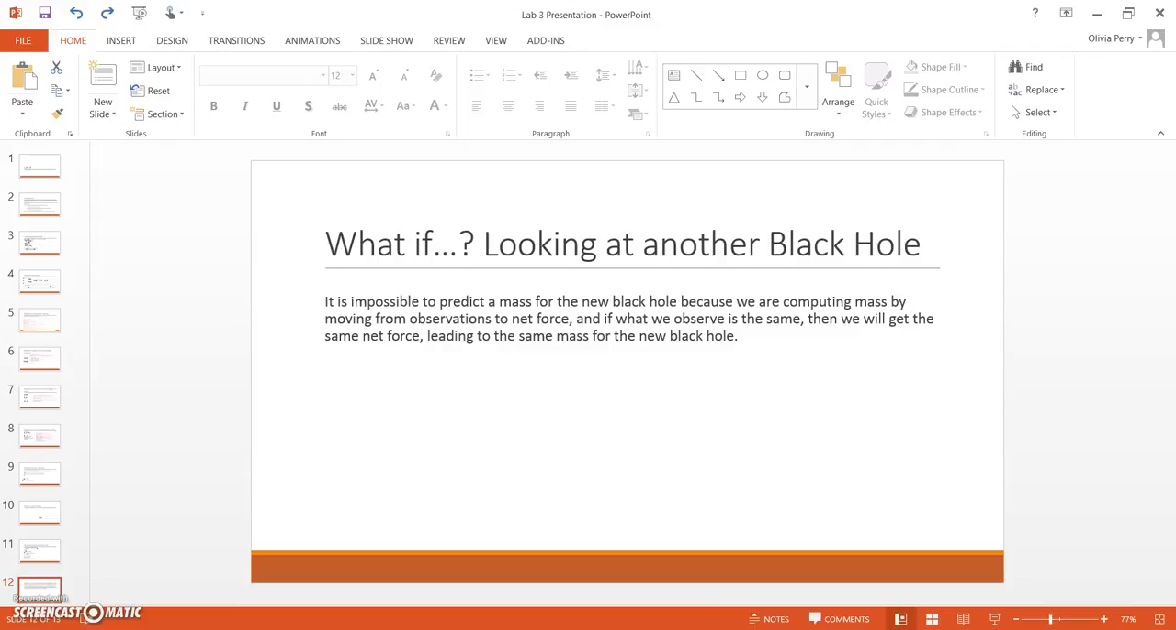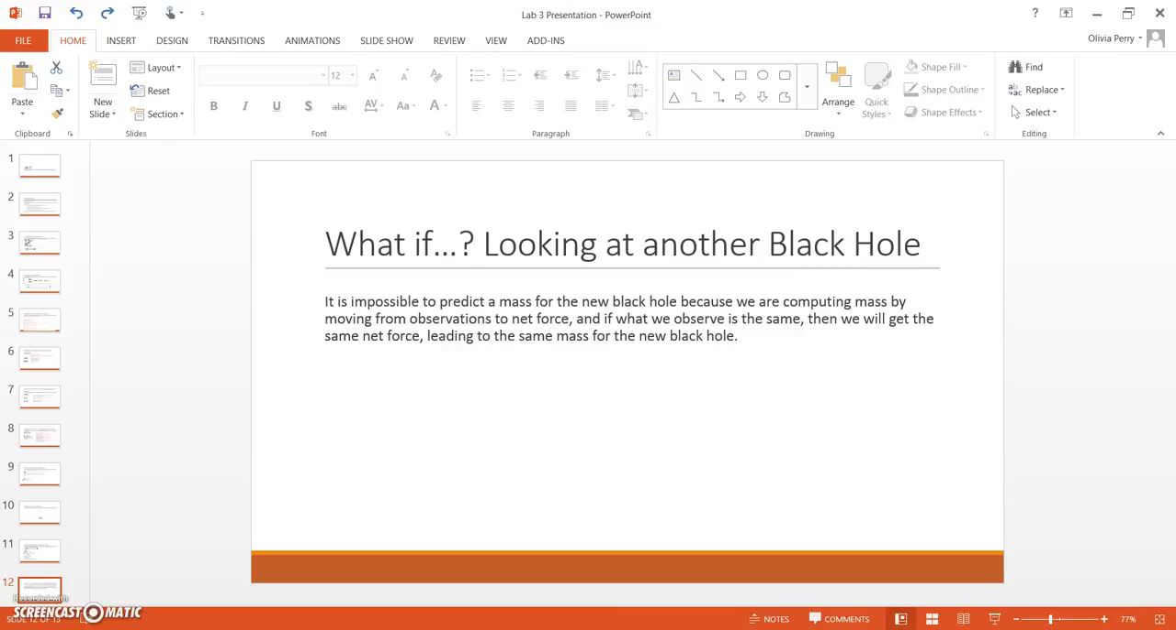If a new black hole replaced the old one, but the observed motion remained the same, is it possible to calculate a different mass for the new black hole? Because we are moving from observations to net force, it is impossible to compute a new mass for a different black hole if the observed motion is the same.